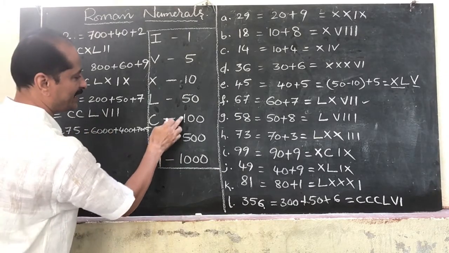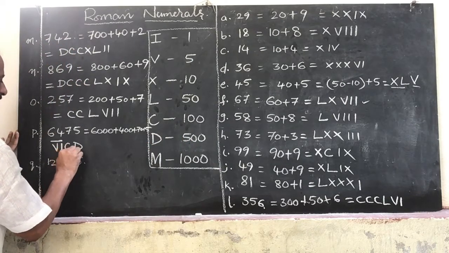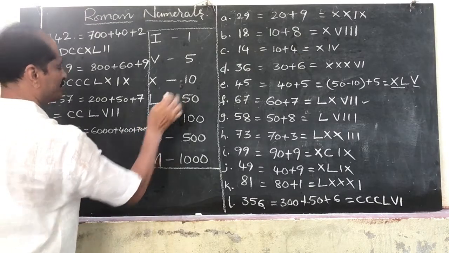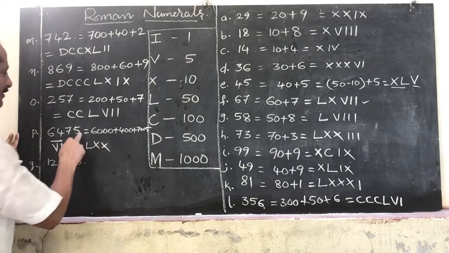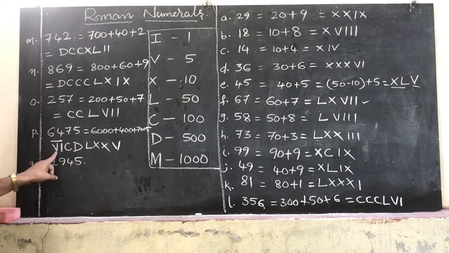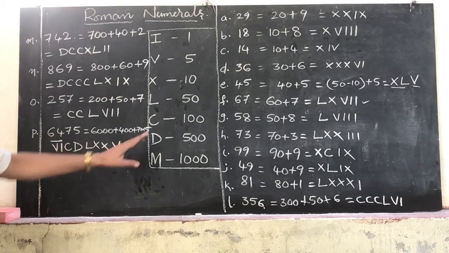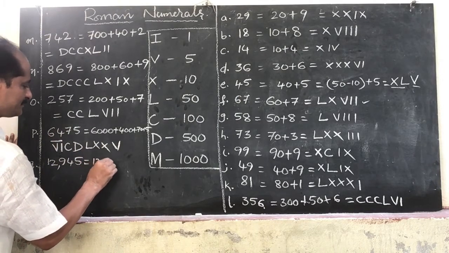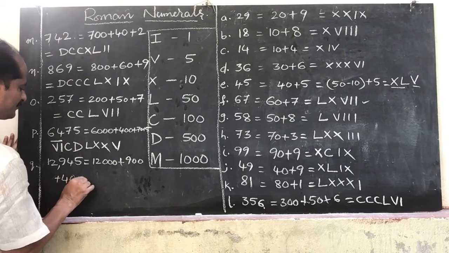400 is in between 500 and 100: 500 minus 100, so on the left side you write 100 to subtract, CD. Then 475: 70 is 50 plus 20, 50 is L, XX. 75 is LXXV. So that is 6400, 60, 75: 6475.